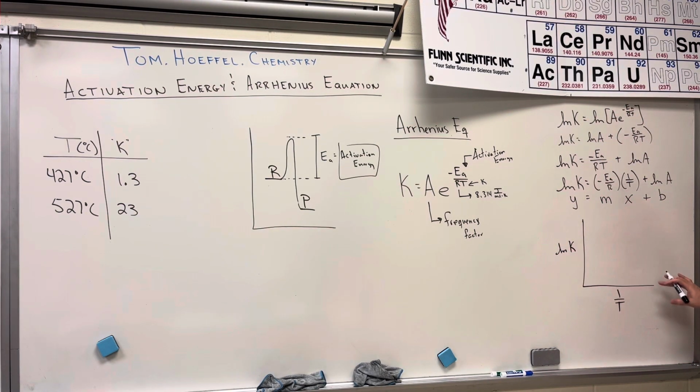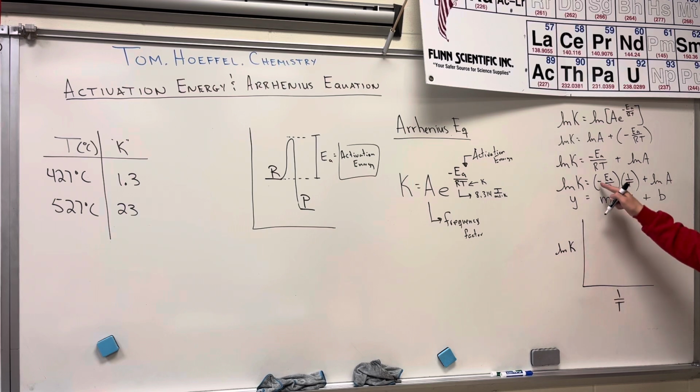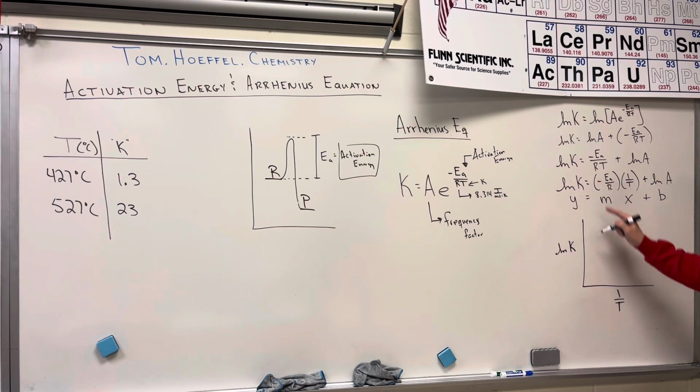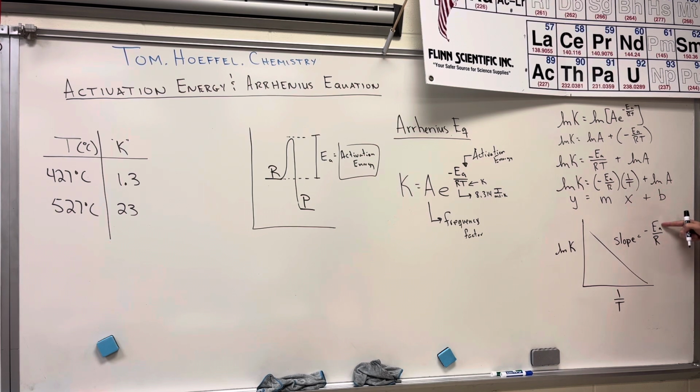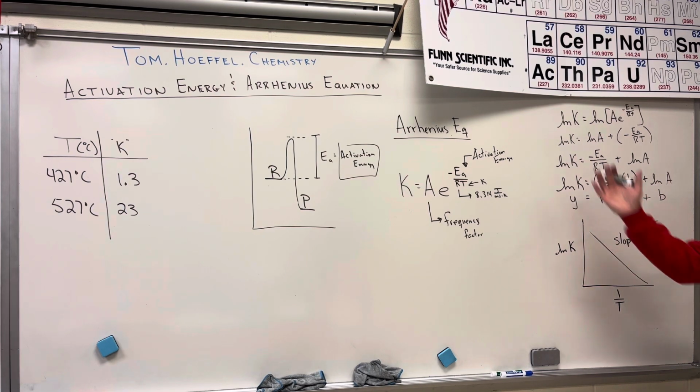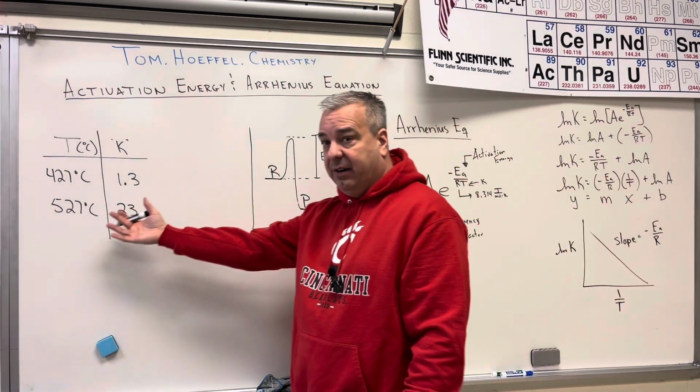Now, if I graph this out, I'm going to get a negative slope because the m is negative, so it's going to look something like this. And the slope is going to be equal to negative EA over R. So if I calculate the slope and I have the gas constant, I can then calculate the activation energy. And that's exactly what we're going to do with the data that we have over here.